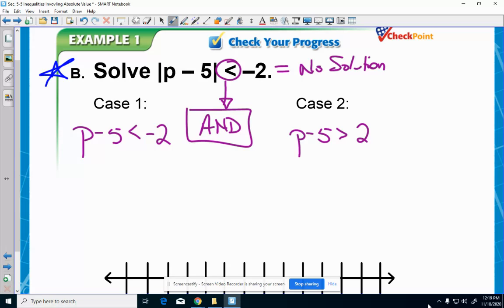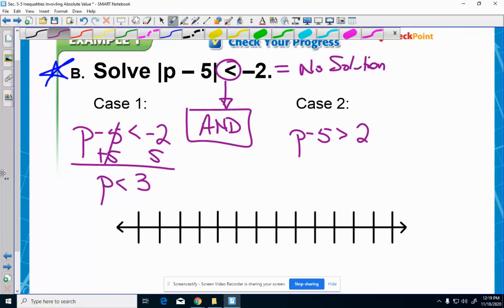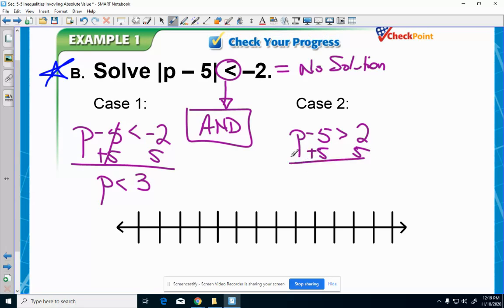Now, if I solve this by adding 5 to both sides, on the left-hand side, I get a statement that says p has to be less than 3, which is fine. I mean, that's no big deal, right? P is less than 3. The problem comes in when I see what it's going to be compared to. Because on the right-hand side, when I add 5, it says p is greater than 7, which again, on its own, isn't a problem. The problem is I'm saying that these two things are supposed to be an and statement because of the less than, but they're not going to graph that way.